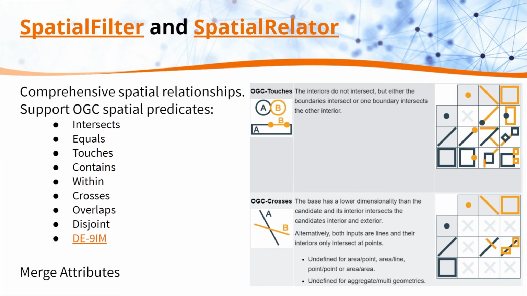On the right-hand side here, we've got a snippet from the FME documentation that tries to explain how some of these OGC spatial predicates work with different features, whether you've got points, lines, and areas, and how they interact. So OGC touches means when the edges or the interiors of features, or boundaries as they call it, touch, and crosses is also illustrated there.